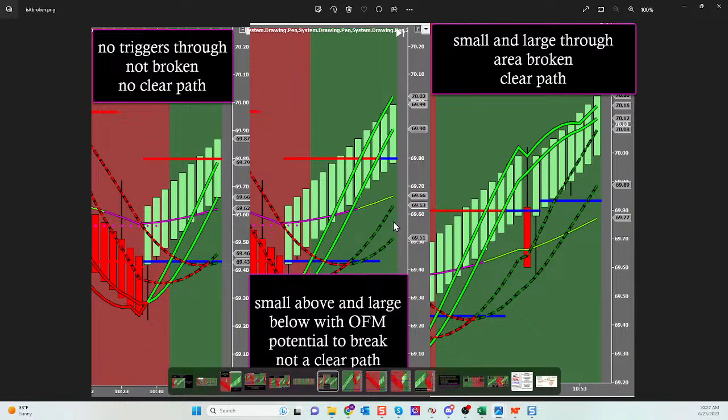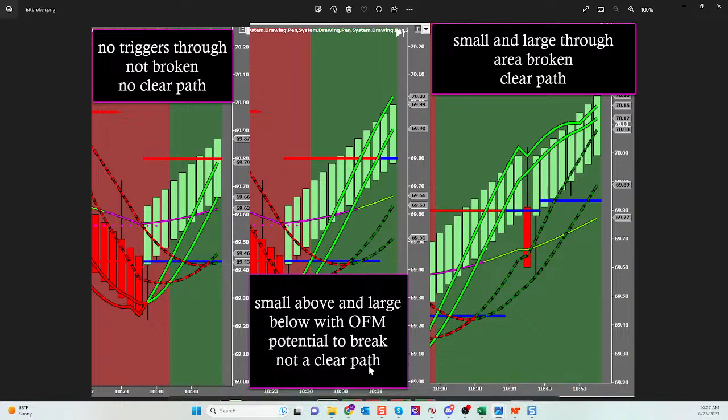It is imperative that you have odds favorable momentum. Strong triggers break areas. So 6980 becomes an area with the potential to break, but the path is not clear because it hasn't broken yet. Does that make sense to everybody? This is going to be your first medium probability trade when areas have the potential to break.